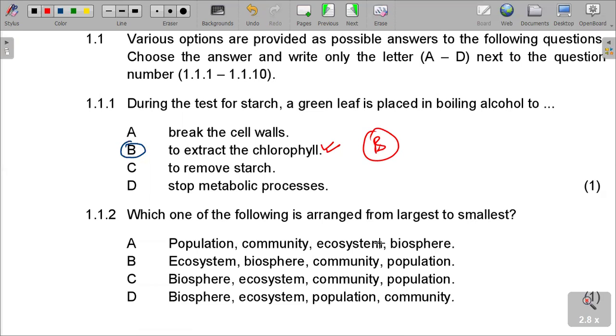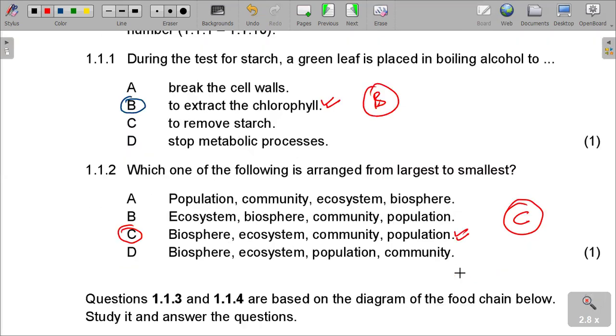Which of the following is arranged from largest to the smallest? This is just another interesting question. Which one is arranged from the largest to the smallest? In other words, in descending order. In descending order, we have biosphere, ecosystem, community, and population, which is the correct order, C. So C is the correct order, arranged from largest to smallest: biosphere, ecosystem, community, and population.